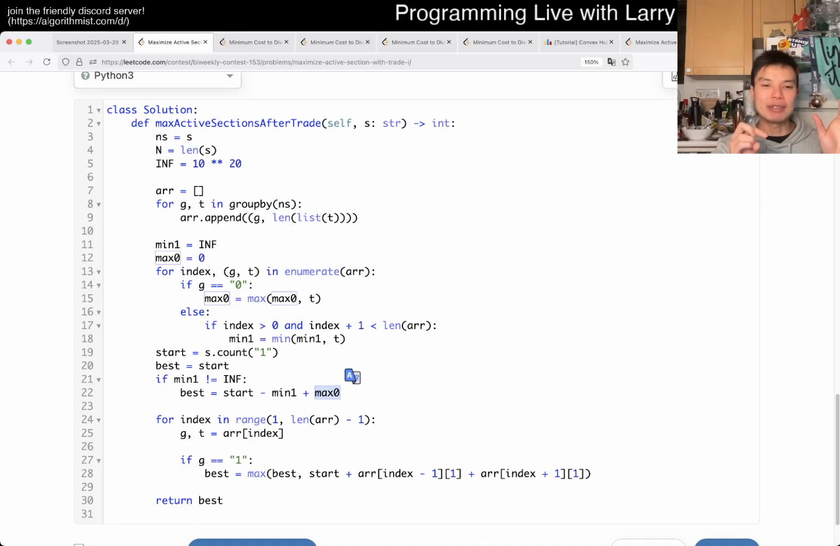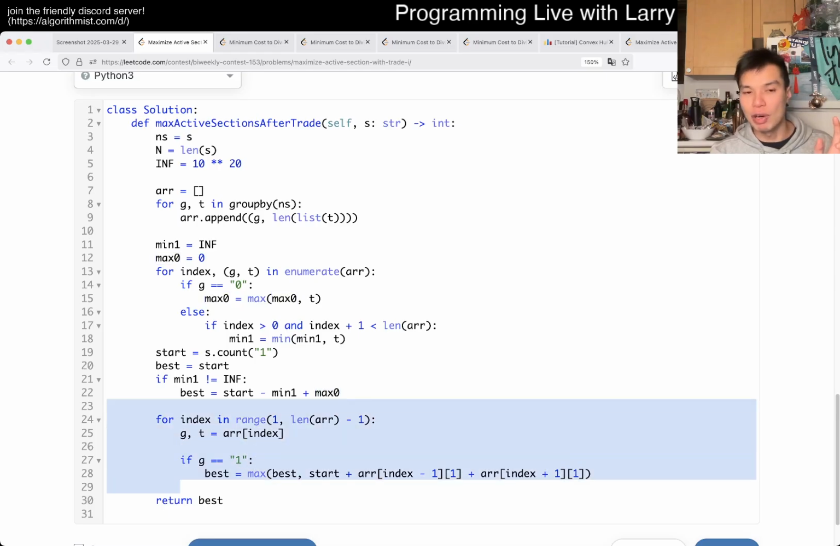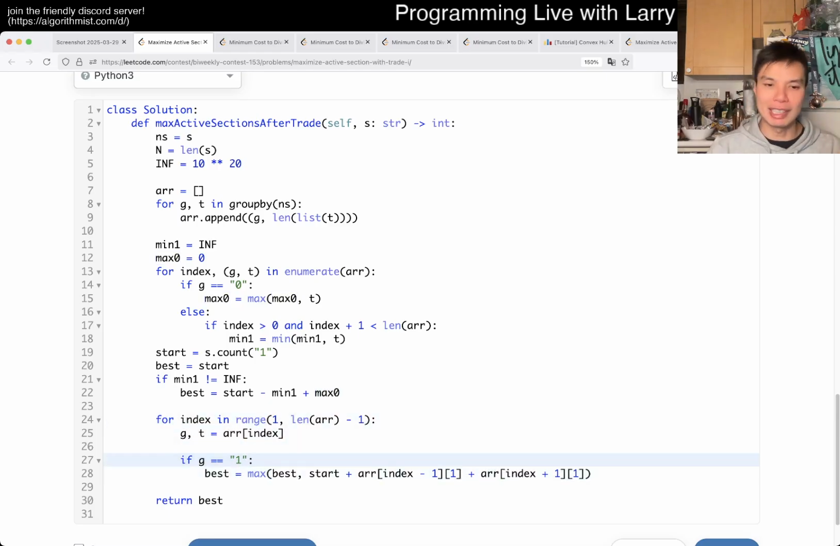If the min 1 is next to the max 0, that means that the second part, which we'll go over, will have the better result anyway. So that's why we're not really considering it, or feel free to skip it. And in this case, it's just, yeah.